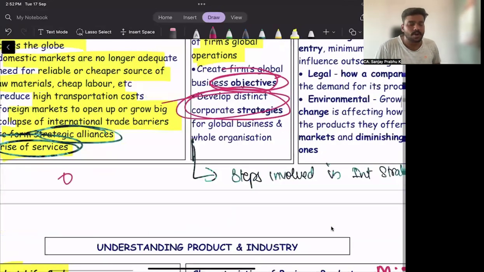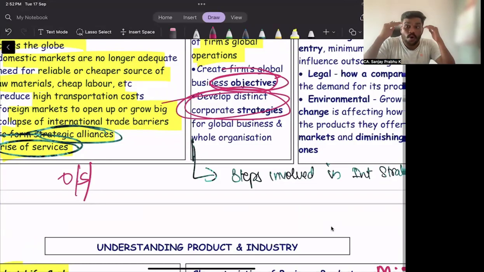First, opportunities. First, you have to evaluate what are the opportunities and threats. Once you evaluate the opportunities, you have to describe your scope. What is your scope? When you are saying that you are going to expand your business to different parts of the world, what is the scope? Then you have to create objectives.